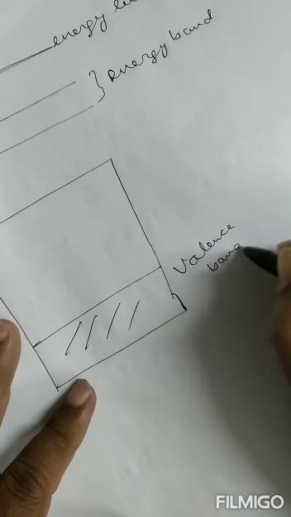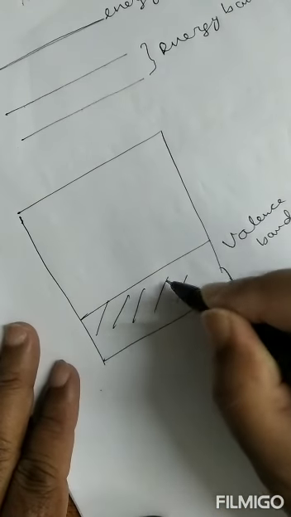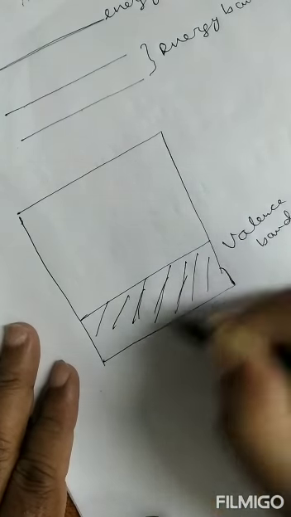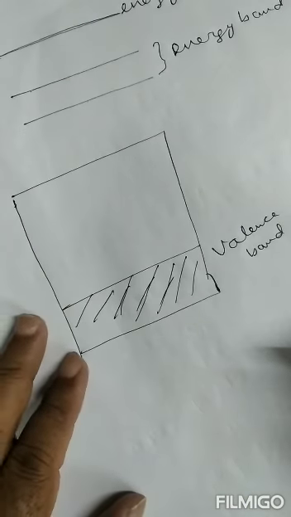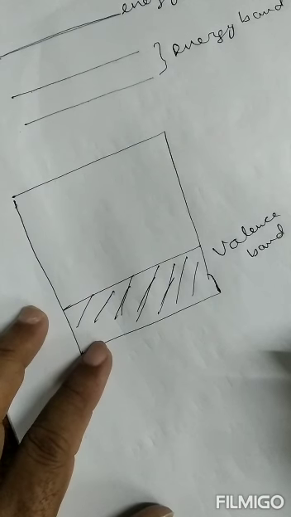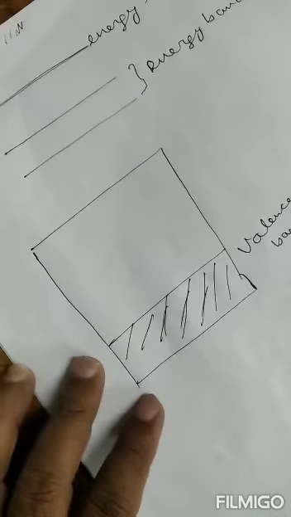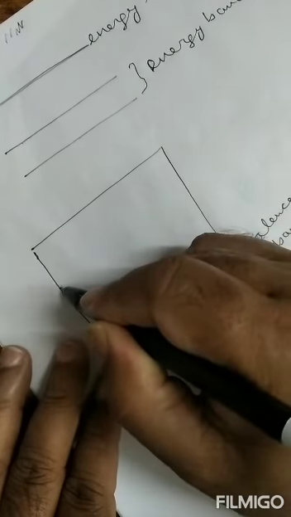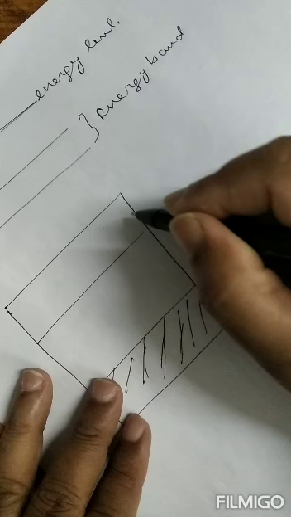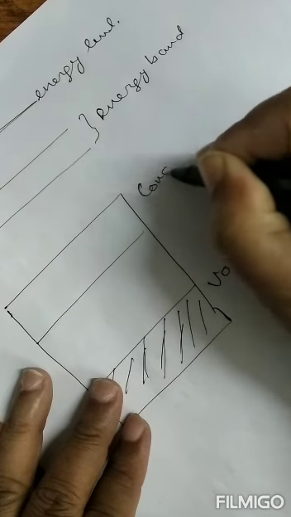Normally the valence band is completely filled with electrons. When electrons are in the valence band, they are not free to move from one end to the other end of the conductor. They are bound to their respective atoms. A solid has a different type of energy level called the conduction band.